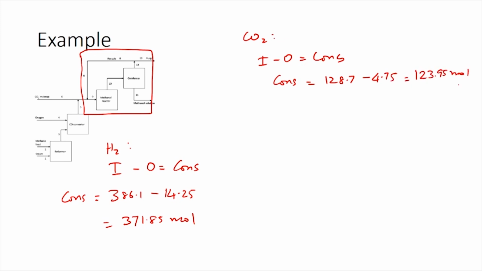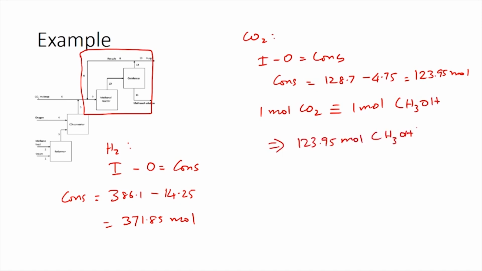giving you a value of 123.95 moles. Based on the stoichiometry, we know that for every mole of carbon dioxide consumed, we have 1 mole of methanol produced. This implies 123.95 moles of methanol would have been generated in this system.